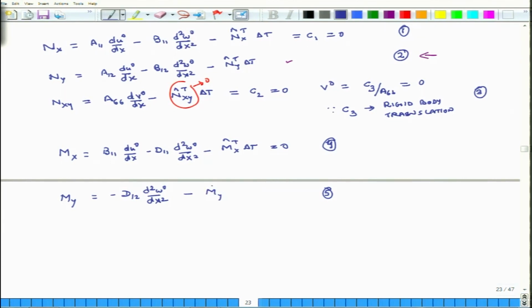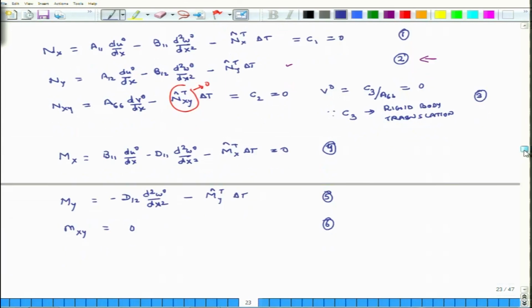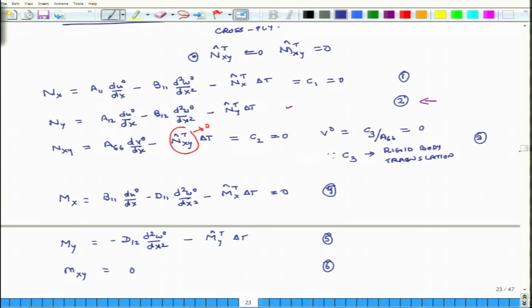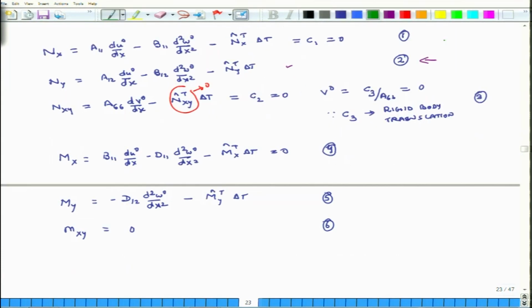So, that is my hat T times delta T, and the sixth equation is mxy equals, and when we expand it we find that all the terms equal 0. So, this is equal to 0. So, these are the 6 equations. Now, our aim is to find expressions for u naught, v naught and w naught. V naught we have already figured out that its value works out to be exactly 0 throughout the length of the plate. So, for u naught and w naught we consider equations 1.